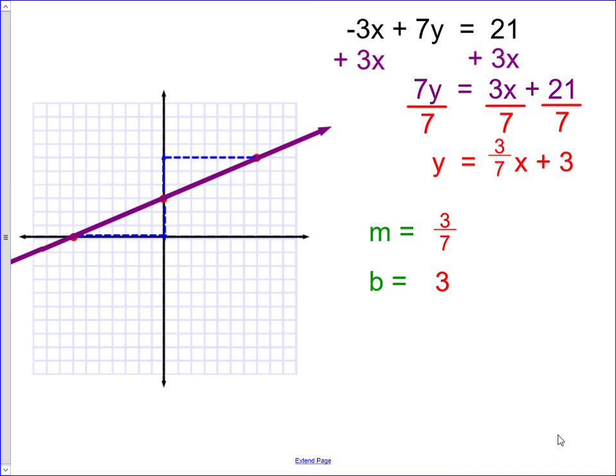and we have the graph of negative 3x plus 7y is equal to 21.